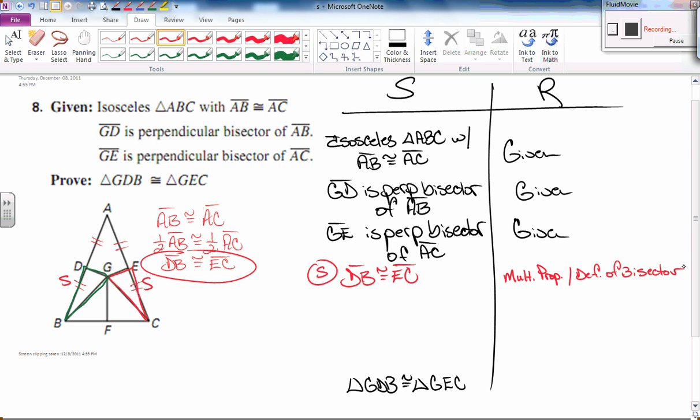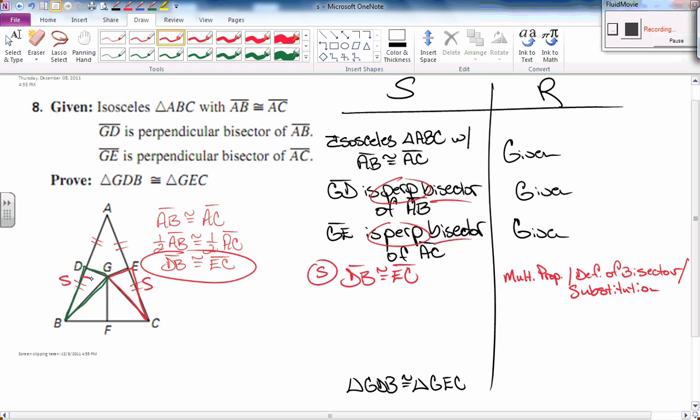Okay. Now again, if you were to write this as a paragraph proof, if you were to explain this and list the steps, that would be more than okay. Again, we're trying to get to the heart of the argument. So we know that DB is congruent to EC. Okay, again, using this idea of bisector. The other part we need to use is the fact that these are perpendicular. Perpendicular means they intersect at a right angle. Okay, so we know we're dealing with right triangles.